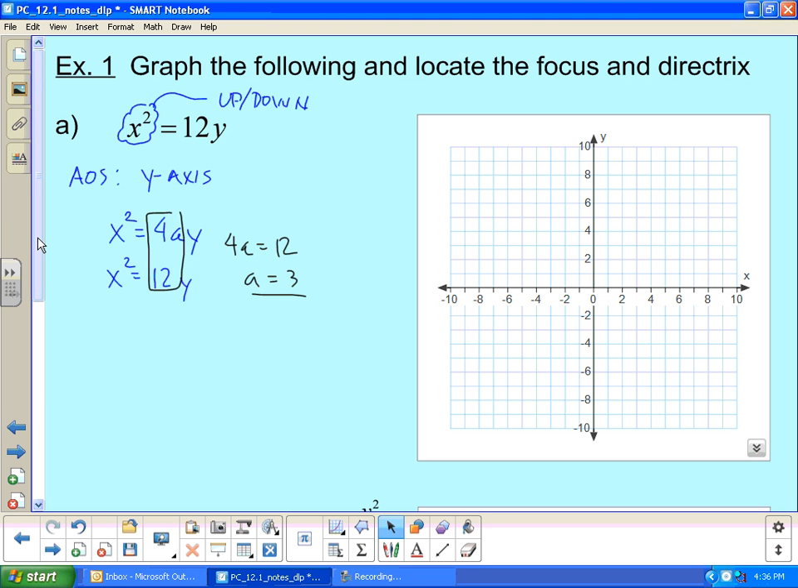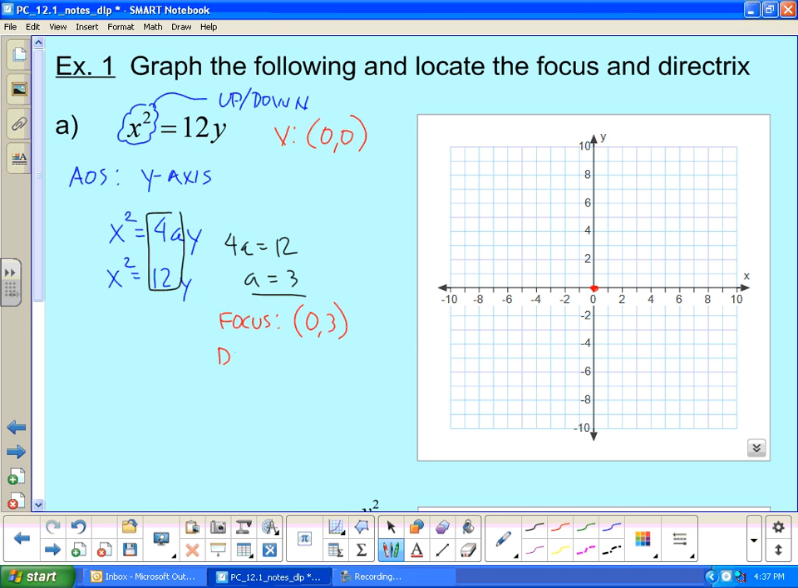All of these graphs right now are going to be graphed with a vertex at 0, 0, by the way. So we're going to have our vertex hanging out at 0, 0. So there's my 0, 0 point. And now we found this a value. So my graph is opening up. My a happens to be positive. So that means that my focus has a coordinate of 0, 3.